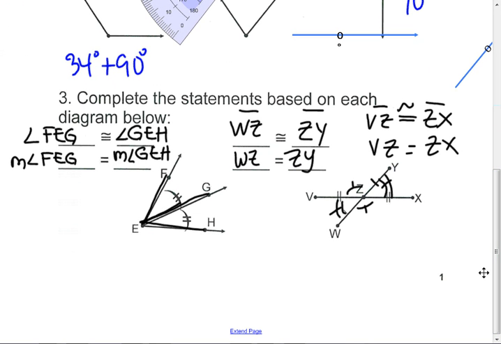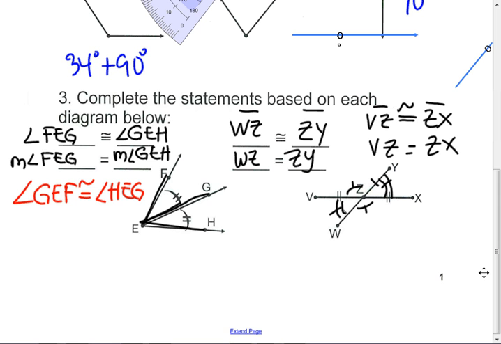Did you get number 3 right? There are no other answers. I suppose you could have written angle GEF is congruent to angle DEH, HEG, it doesn't matter. The congruence is with angles. The equals are with measures. If you don't have M of angle FEG, it's wrong.